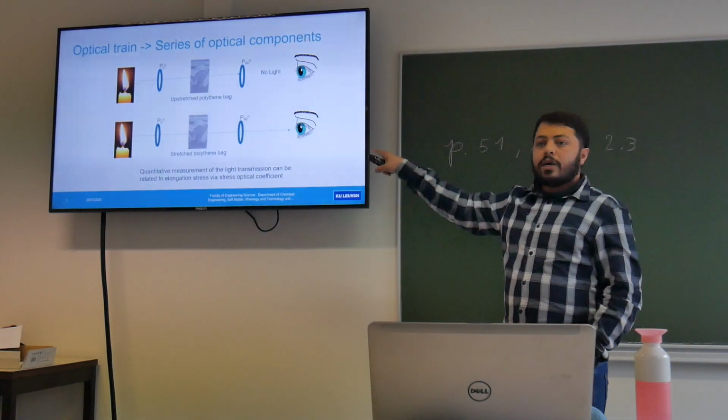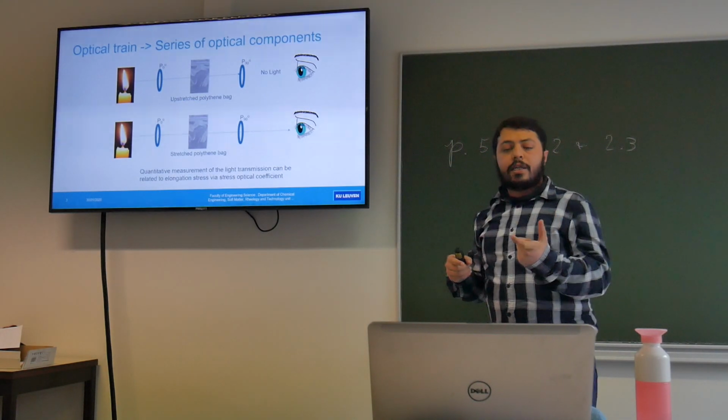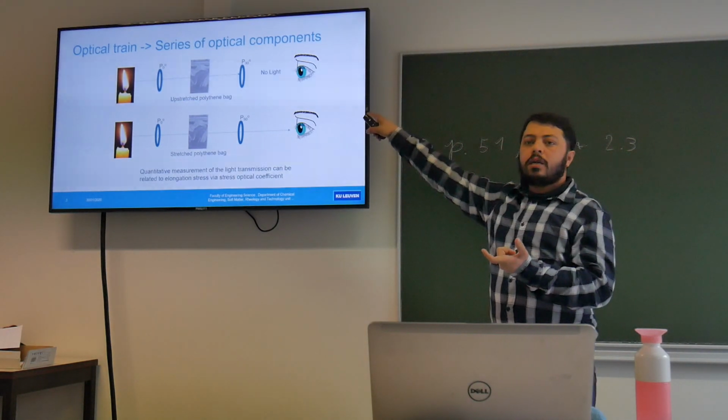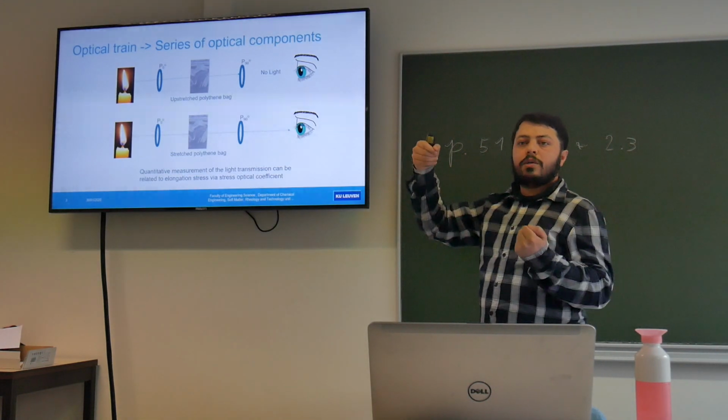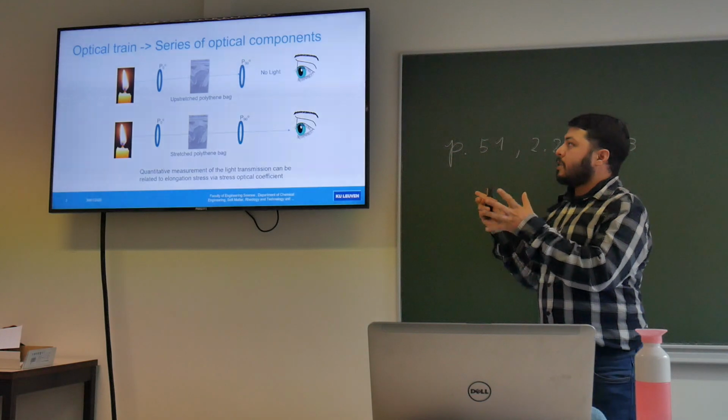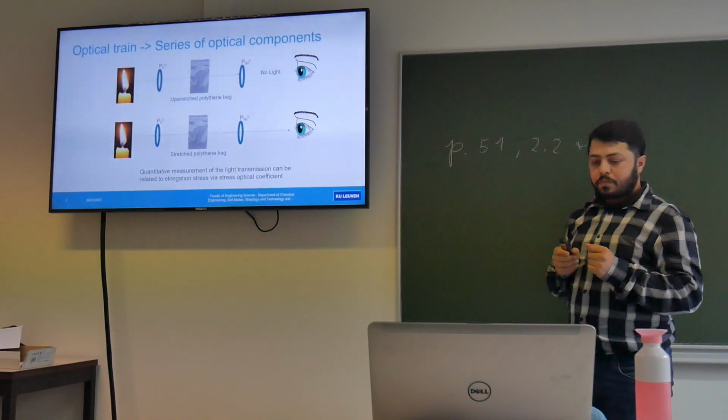If you replace your eye with a detector that can quantify the light, from zero light to some light coming through, you can relate this quantity of light to how much your polymer chains are stretched. So this is the idea of the optical plane.